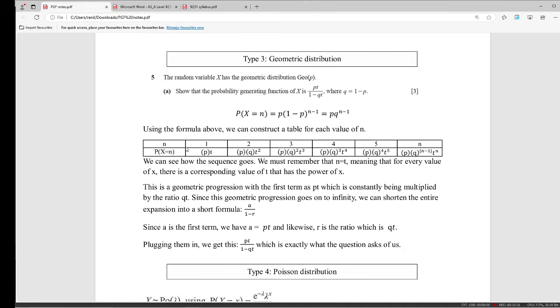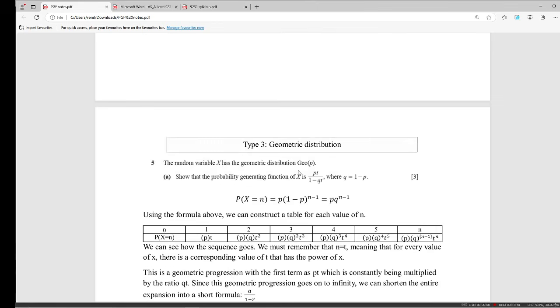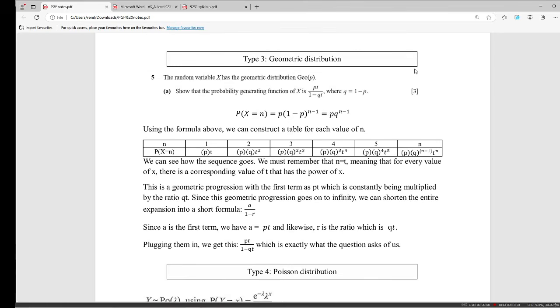You can see how this goes for every single term until it reaches n, which is the maximum number possible. So we call this the sum to infinity. If we were to add all of this, to find the sum to infinity, we can use this formula once again, where we found our first term to be pt, and our ratio to be qt, because qt is being multiplied every single time for the next term. Plugging them in, we get pt divided by 1 minus qt, which is exactly what the question asks of us, which is this right here. And there you go, 3 marks, free 3 marks just for you.